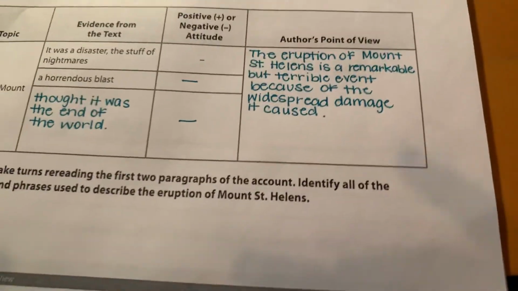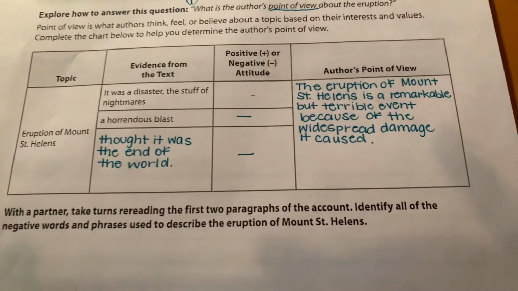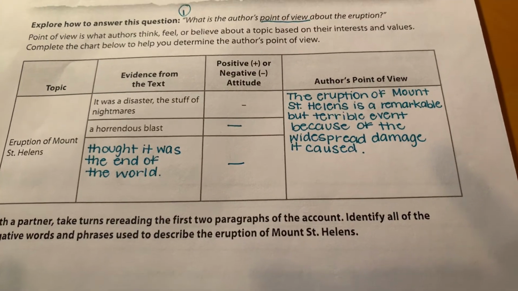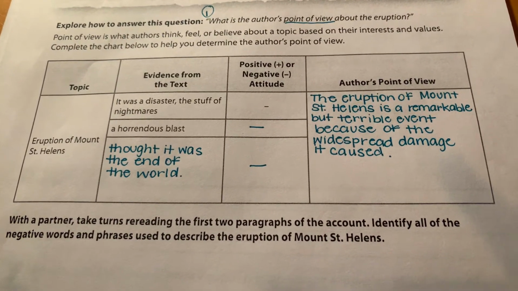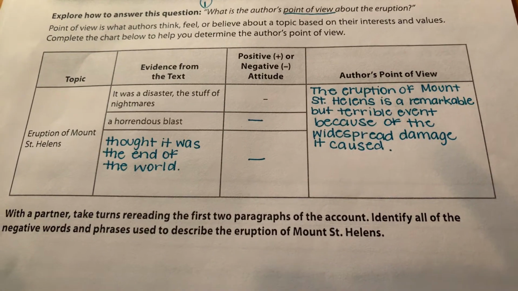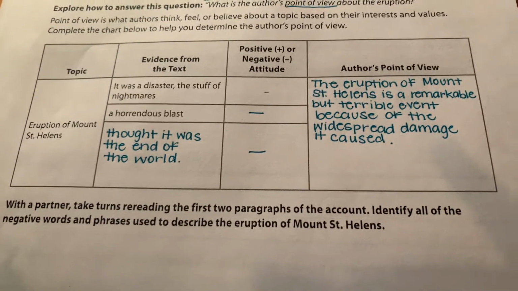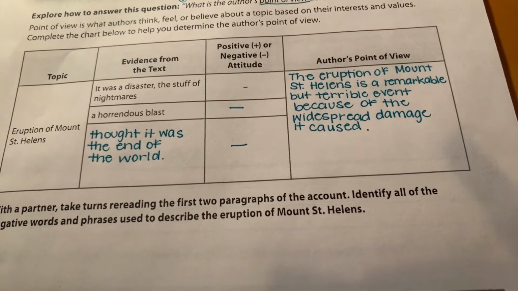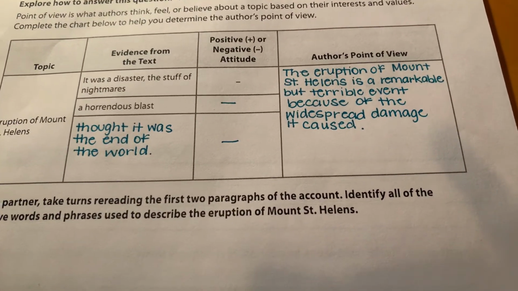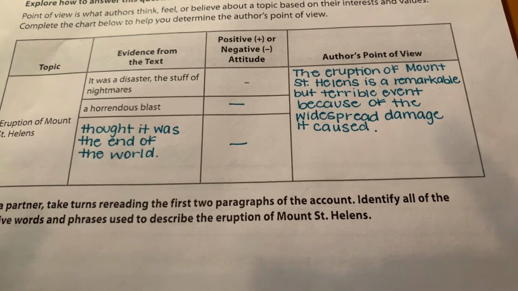So what I want you to do now is, with a partner, take turns rereading the first 2 paragraphs of the account. And I want you to circle all of the negative words used to describe the eruption of Mount St. Helens. So go ahead and work with your partner. Take about a minute to go back through. And I should see some of these text markings when you turn these in. I'm going to go ahead and flip my camera back around.